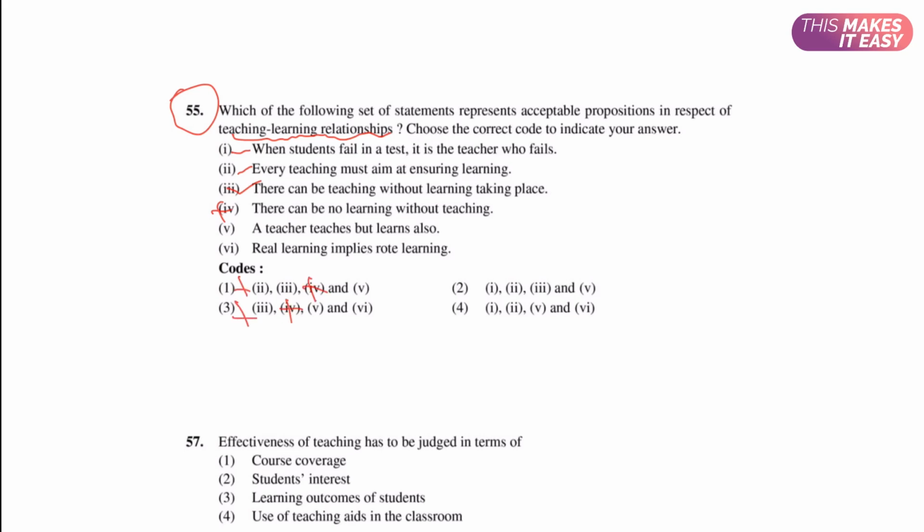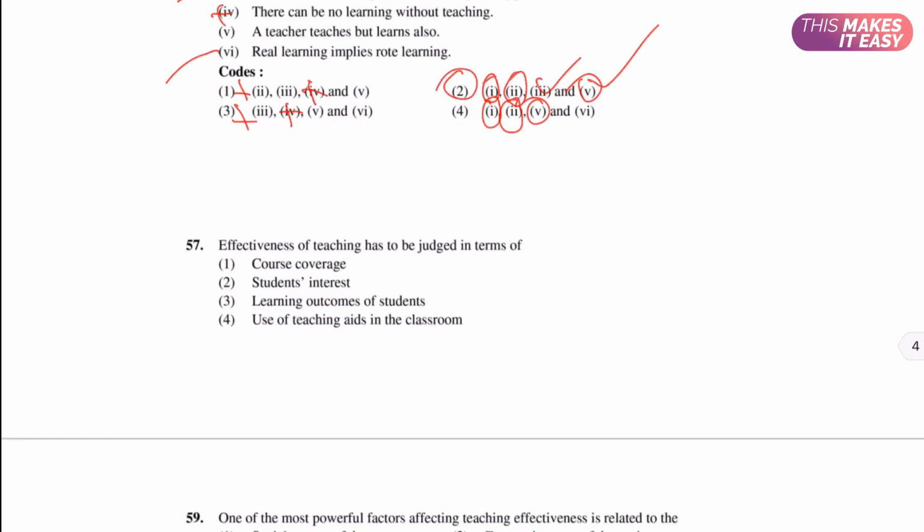Now we have been left with only 2 options, second and fourth. Here first is repeating, second is repeating, fifth is repeating. Now we have to read only the third and sixth statements. What is the third statement? Let's read it again. There can be teaching without learning taking place. That is correct. So we have come to the answer. The correct option is second. This is another question from the same paper.